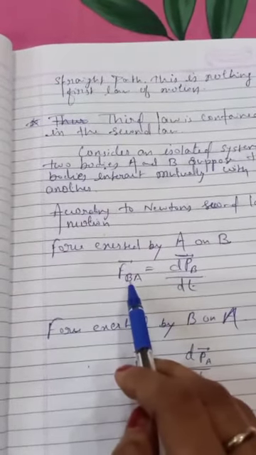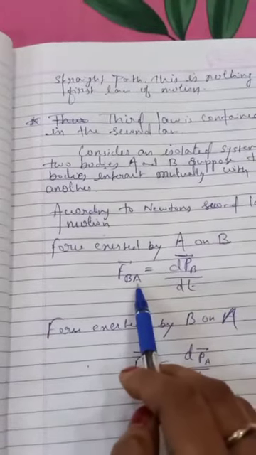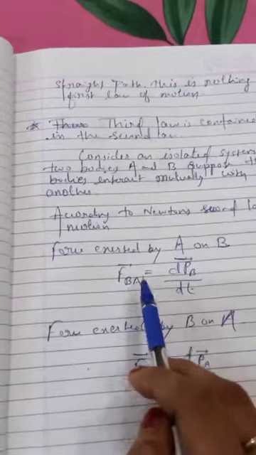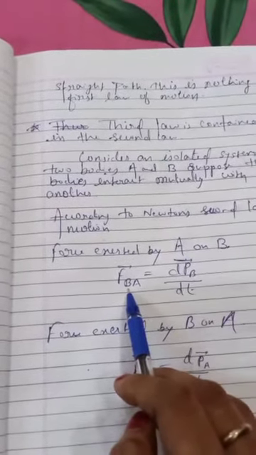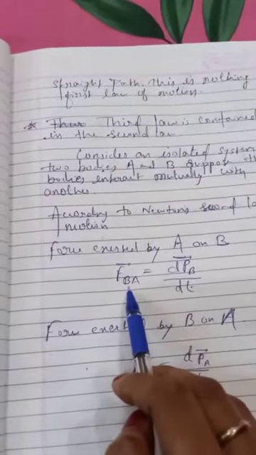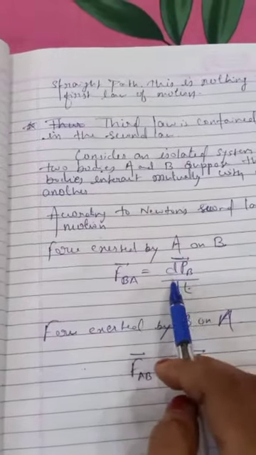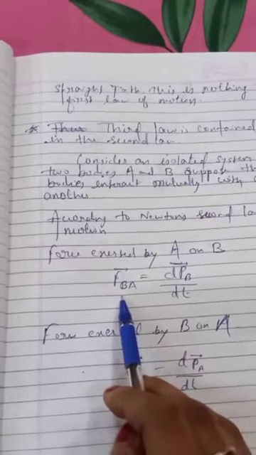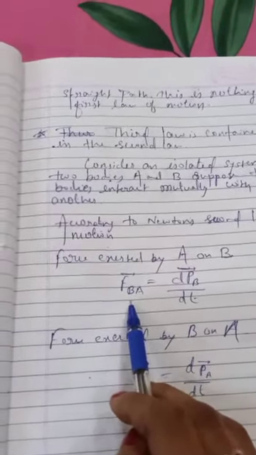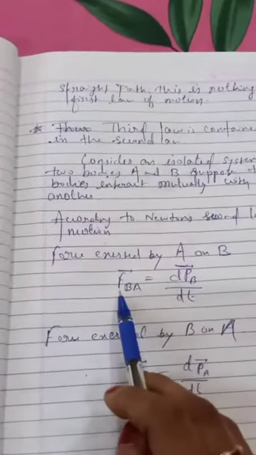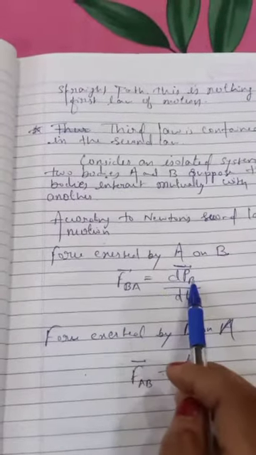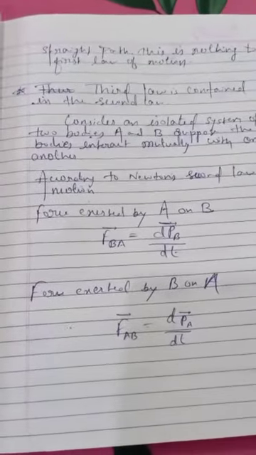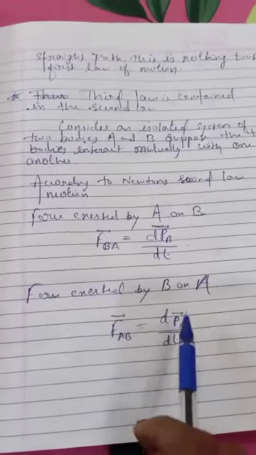If B exerts force on A, we will write FAB; if A exerts force on B, we will write FBA. Since A is exerting force on B, the momentum of object B will change. So here we will write dpB upon dt. Here object A exerts force on object B, so the momentum of object B will change. So we will write here F vector BA is equal to dpB upon dt. So the force exerted by B on A is denoted by FAB is equal to dpA upon dt.